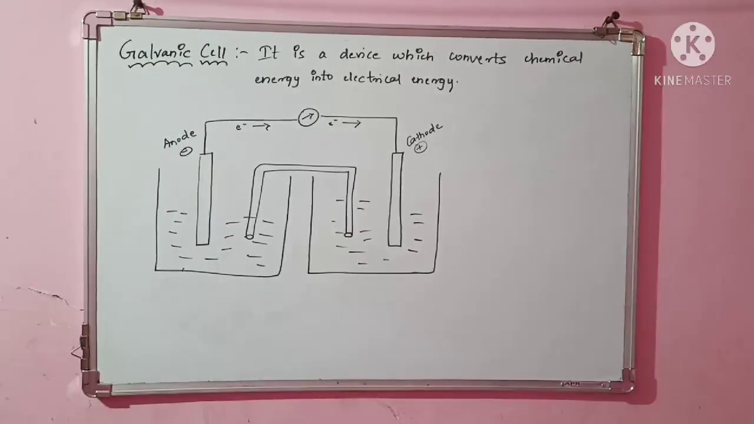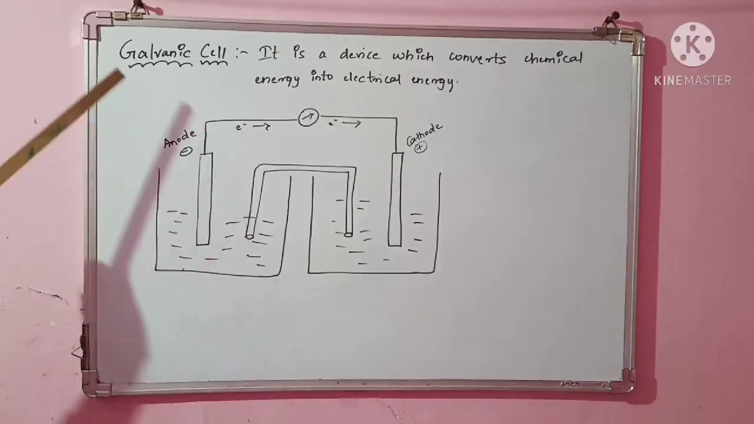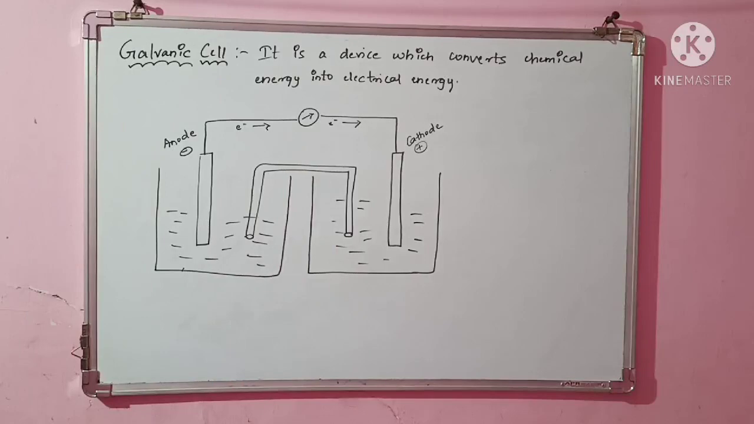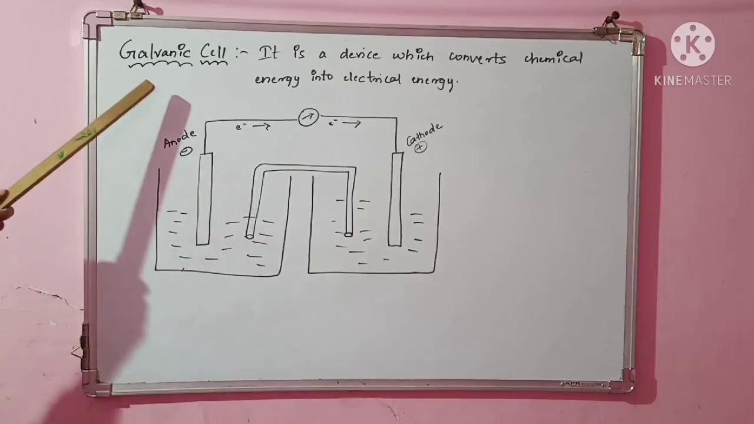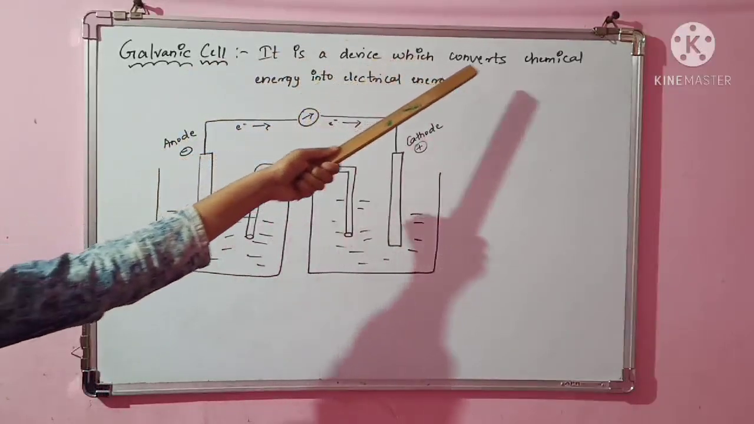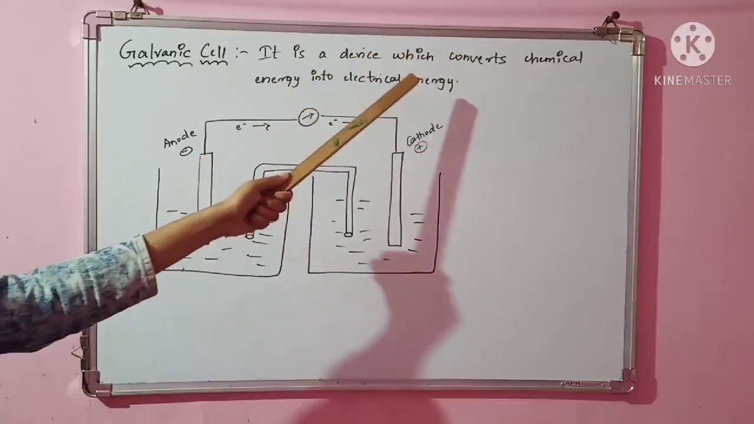In one of my last videos you have already seen what an electrolytic cell is, isn't it? So today we will learn about the galvanic cell. First let us see the definition. Galvanic cell means what? It is a device which converts chemical energy into electrical energy.